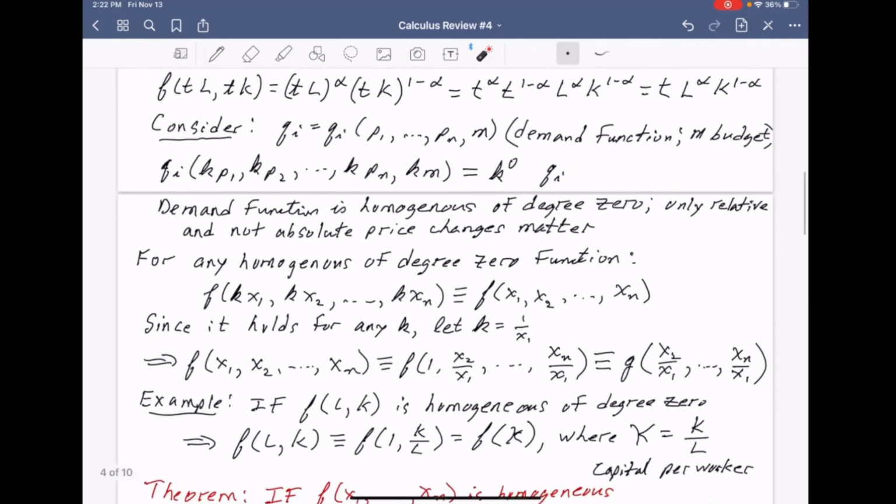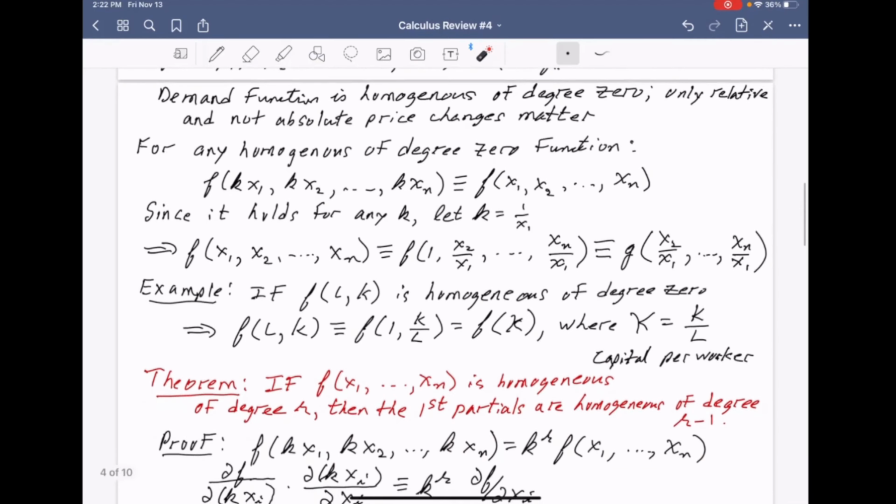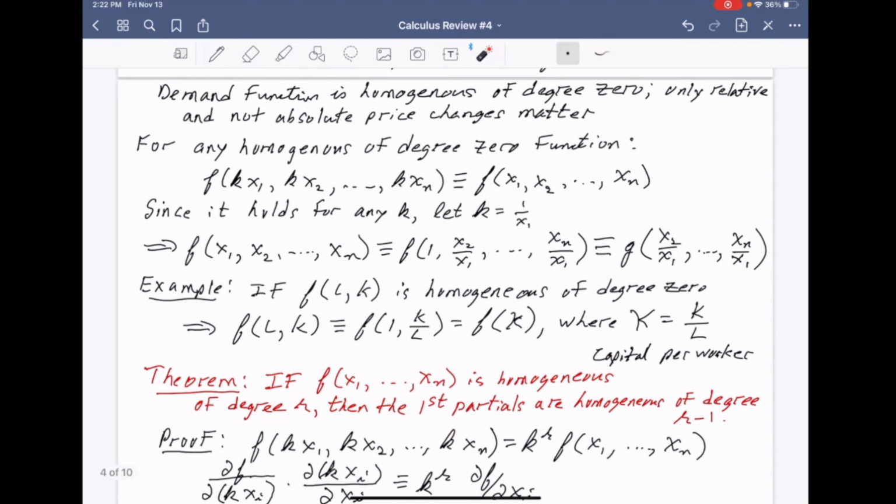So for example, if the production function as a function of labor and capital is homogeneous of degree 0, this implies that we can write this as F of K over L, the ratio of capital over labor, and we can write that simply as F of kappa, where kappa is the capital per worker.